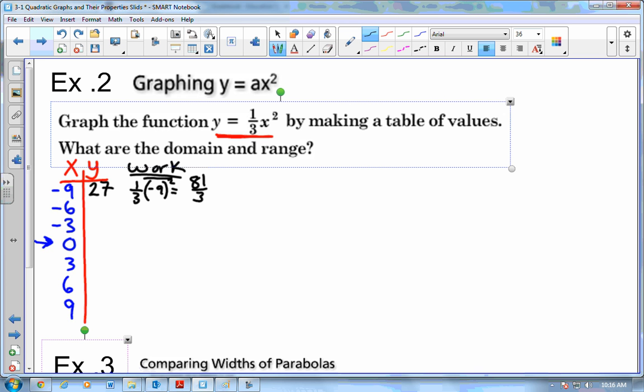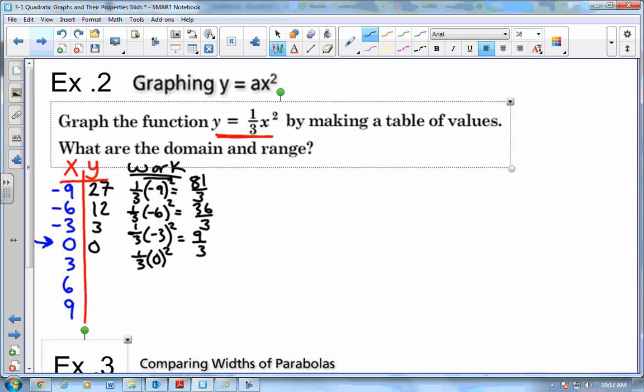Thank you. Okay, we're going to do the next one. 1/3 times -6 squared. Well, -6 squared is 36. We have 36 divided by 3, which is 12. Then we have 1/3 times -3 squared. -3 squared is, no, -3 squared is 9. Divide by 3, then we get 3. Then we do it again. 1/3 times 0 squared. Well, anything times 0 is 0.